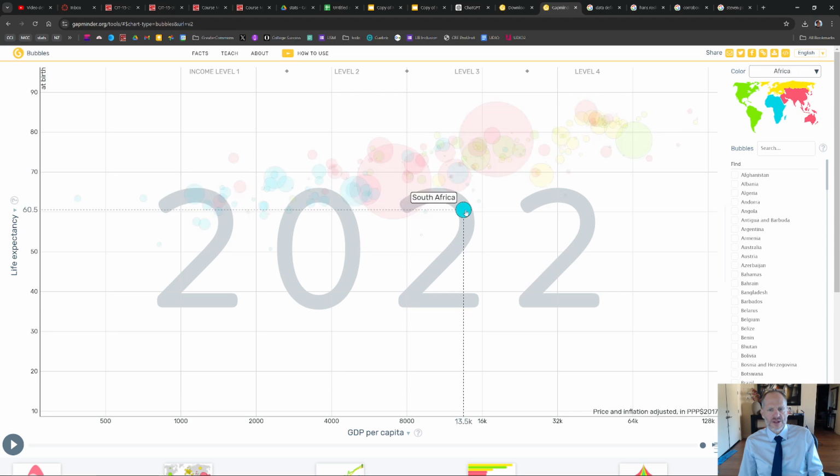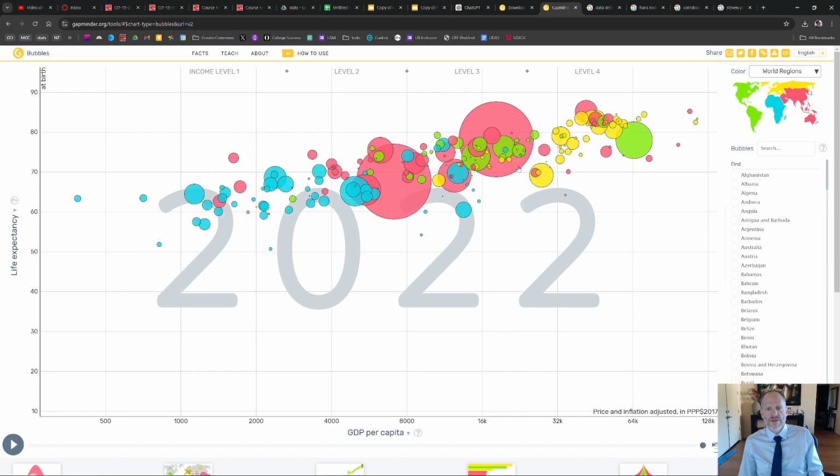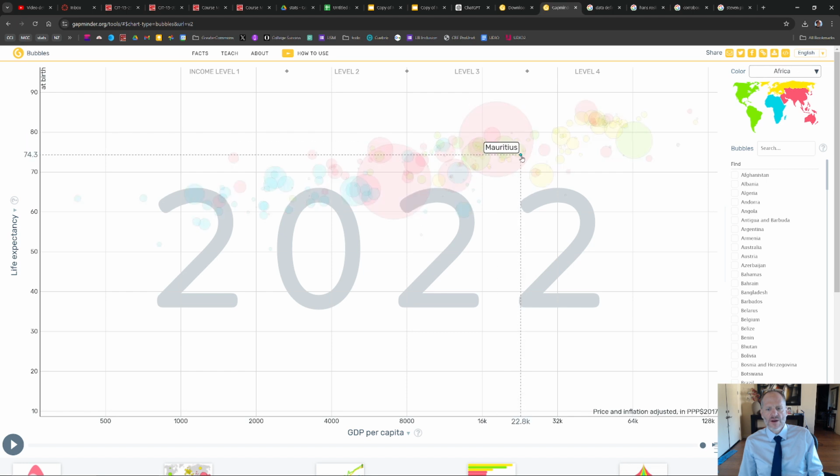There we go. So Egypt is doing well. South Africa is doing well. Botswana, right? And Equatorial Guinea and Algeria. And there's one right there, Libya. And then there's one more right here, Mauritius, however you say that, right? If you live in Mauritius, let's see where you're at. There we go. You're making $22.8 thousand a year and you're living to 74.3.